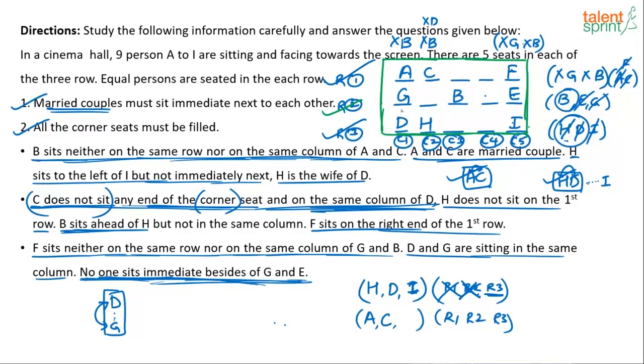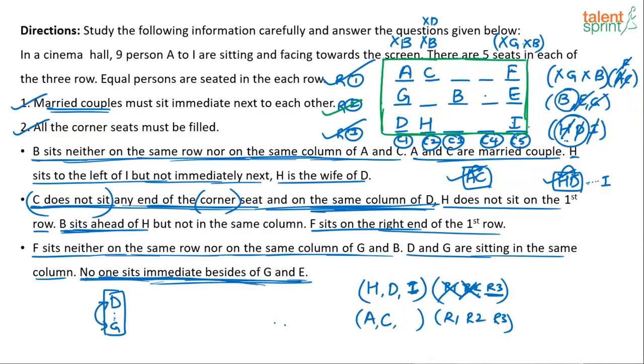Important points are all the corners have to be occupied. Married couples have to come together. And then based on which row who can come, which row who cannot come, it's like Sudoku, right? B cannot come in this column. So B should either come in third column or fourth column. Similarly, G and B cannot come in first row. Right? So it's like a case of Sudoku.